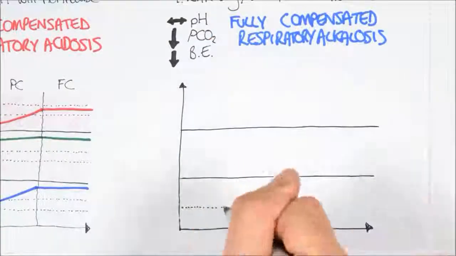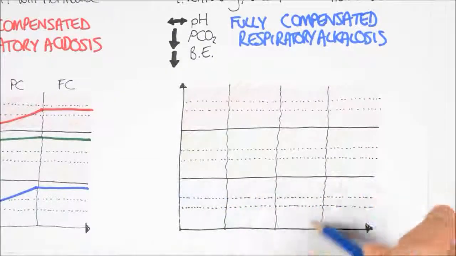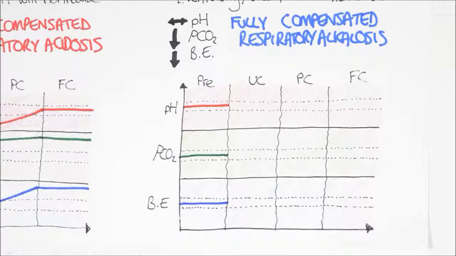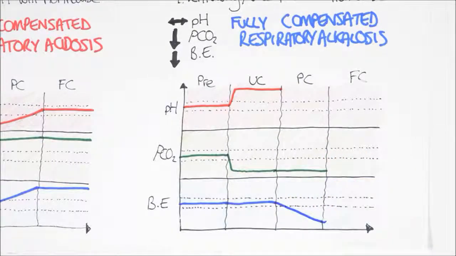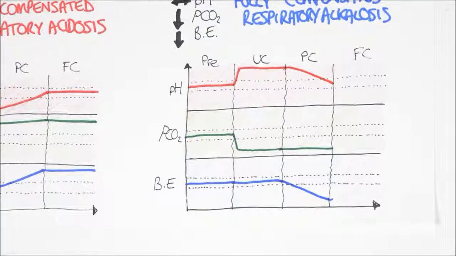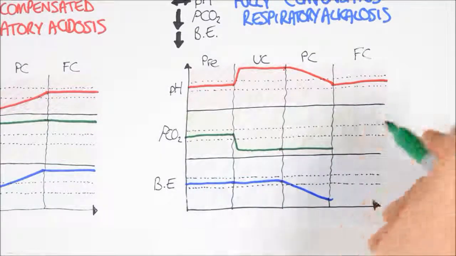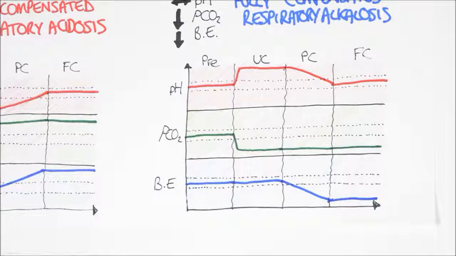As before, we can track these changes on a time plot. Pre-disturbance, all variables are within normal range. The hyperventilation triggers a decrease in arterial PCO2 and a rapid increase in pH with no change in base excess. Once the renal compensation kicks in, the base excess will start to fall, causing pH to return towards normal, but PCO2 is still unchanged. Once pH is back to normal, you can see that the PCO2 is still low, assuming the patient is still hyperventilating, of course, and that the base excess is still low because the kidneys are compensating.